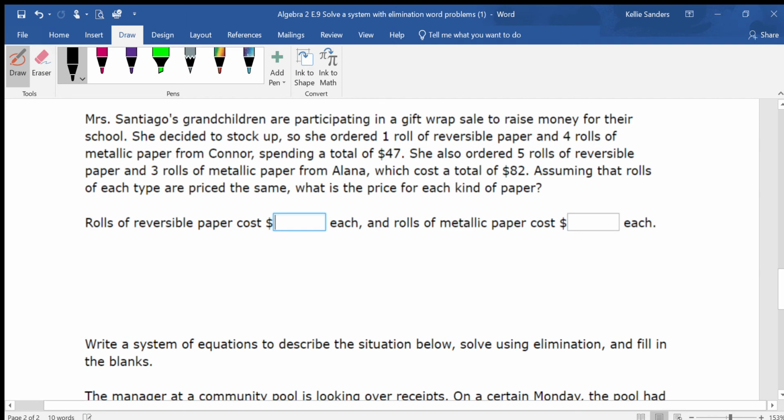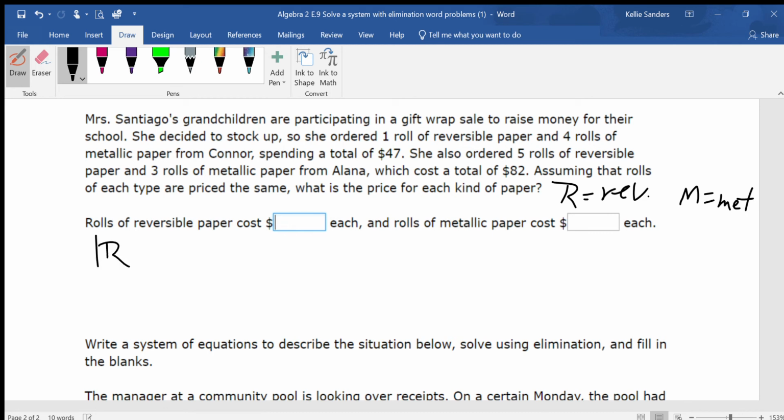Miss Santiago's grandchildren are participating in a gift wrap sale. She decided to stock up, so she ordered R for reversible, M for metallic. She ordered 1 roll of reversible plus 4 rolls of metallic from Connor, and she spent $47. Then she ordered 5 rolls of reversible plus 3 rolls of metallic and spent $82.